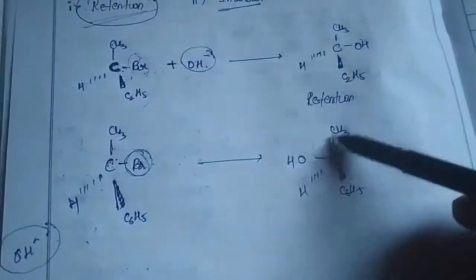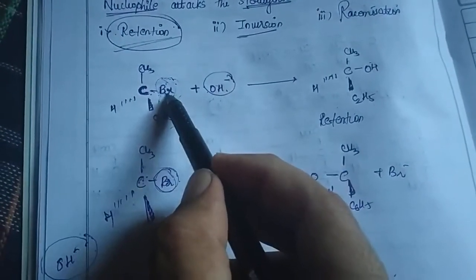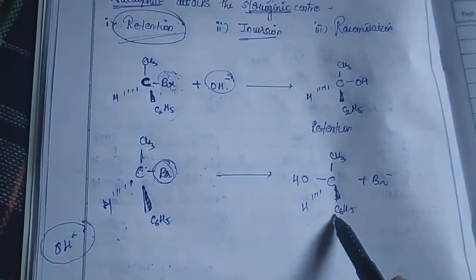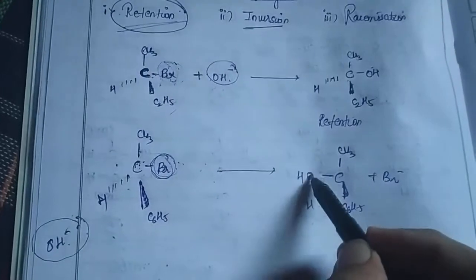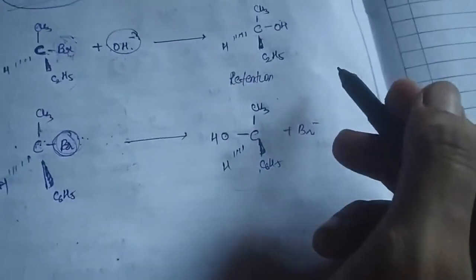Can you please see both the structures? Here, at the bromine position itself, our nucleophile has attacked. Whatever the position of your bromine was, there itself our nucleophile has come and sit in retention. Whereas in inversion, where the bromine was, to its opposite side our OH has come and sit. Right? So there is an inversion of the configuration.